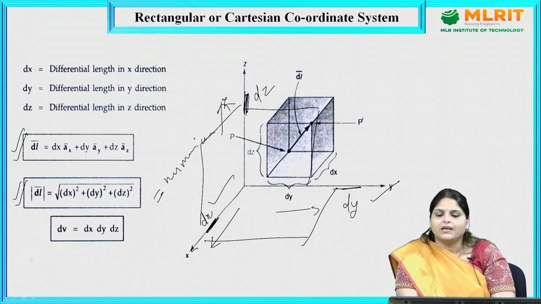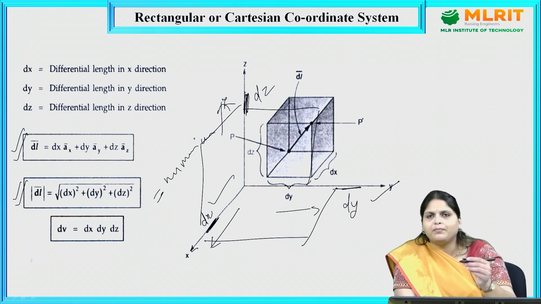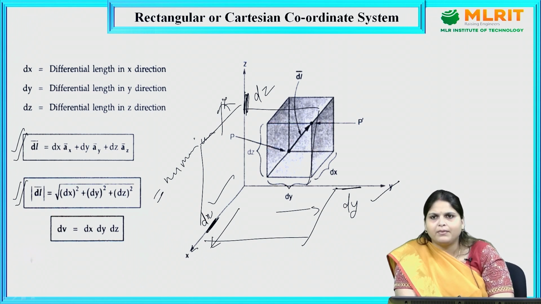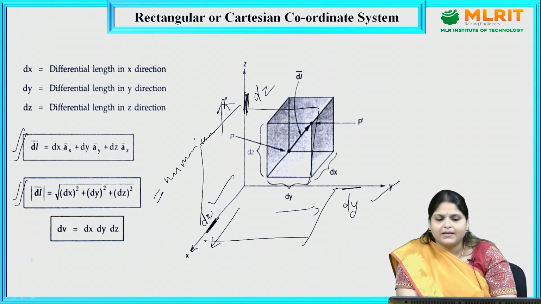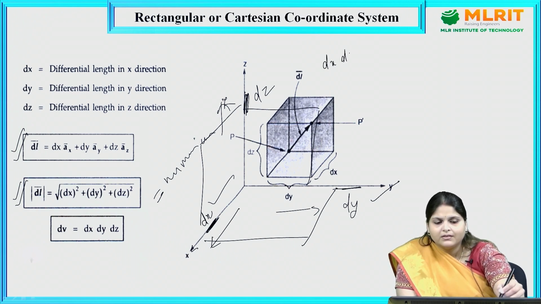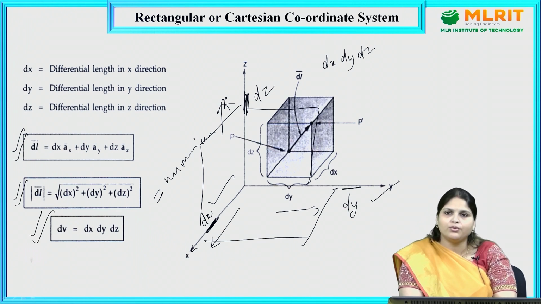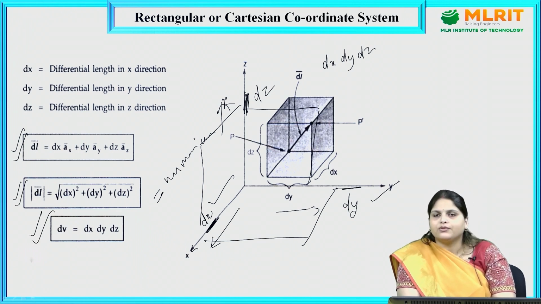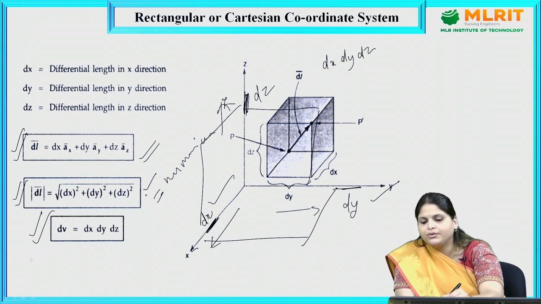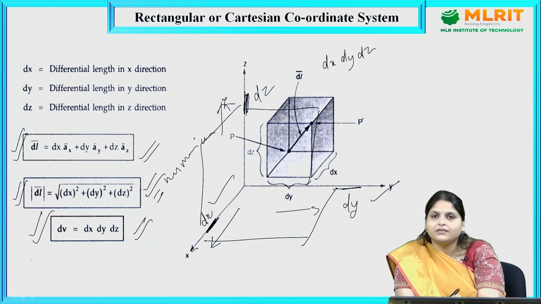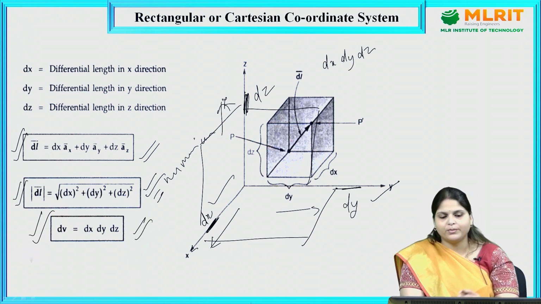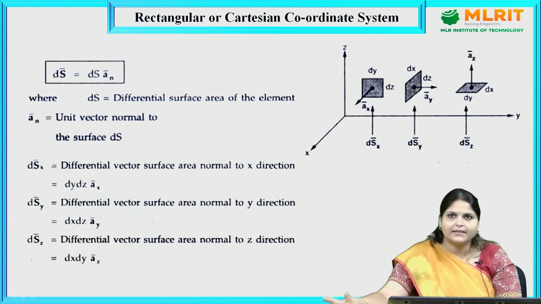And because here we have three planes also, means yz plane, xz plane, also xy plane, by having these planes and these differential lengths, we can even find out differential volume. That differential volume will be equal to dx into dy into dz. So, this is differential length, this is magnitude of the length, and this is differential volume. I hope this is clear to everyone. Let's move to the next slide.